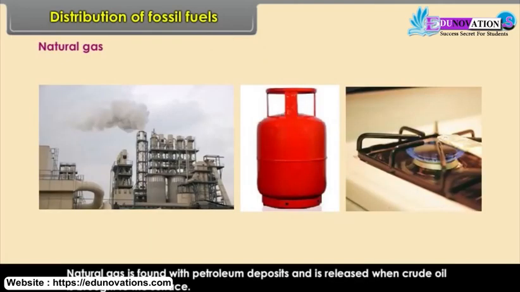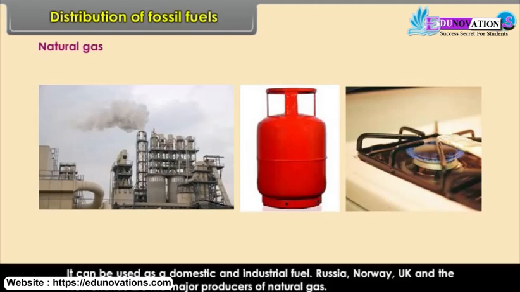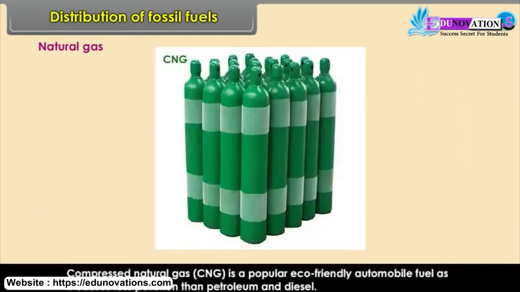Natural gas. Natural gas is found with petroleum deposits and is released when crude oil is brought to the surface. It can be used as a domestic and industrial fuel. Russia, Norway, UK and the Netherlands are the major producers of natural gas. Compressed natural gas, CNG, is a popular, eco-friendly automobile fuel as it causes less pollution than petroleum and diesel.